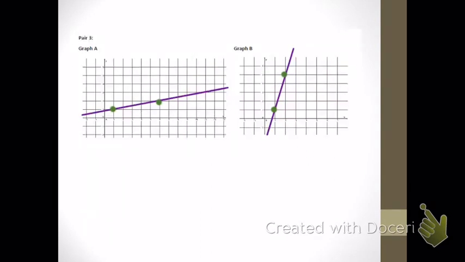Okay, so for pair 3, again, checking your work, because you've already done this. I'm going to be going from this point to that point, and so I'm going to have to go up 1 and over 5. And then for graph B, I'll be going up 4 and over 1. So what that looks like as a ratio is up 1 and 5 to the right, and on graph B here, up 4 and just 1 to the right. So the steeper graph again has the greater ratio. 4 over 1 is greater than 1 over 5, or 1 to 5.